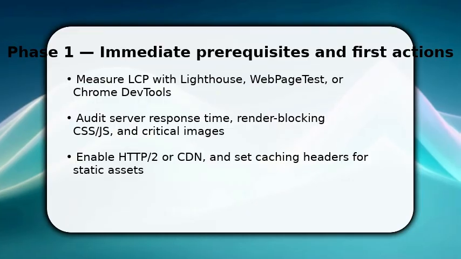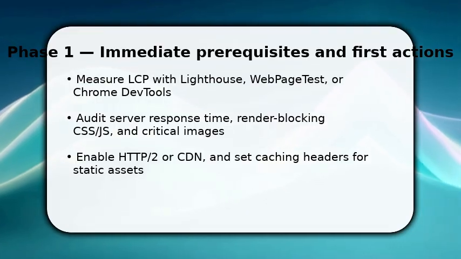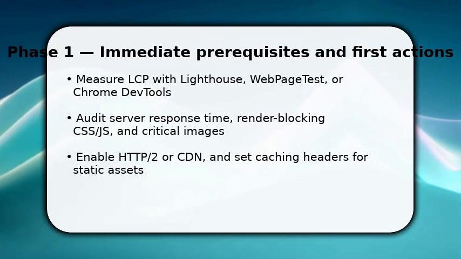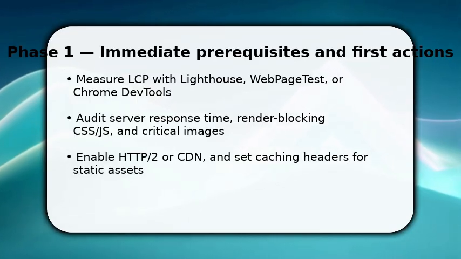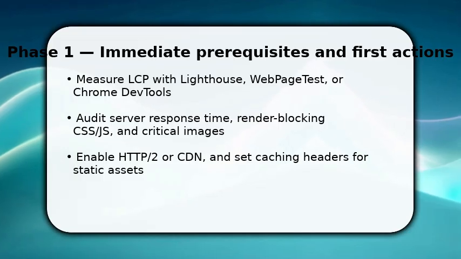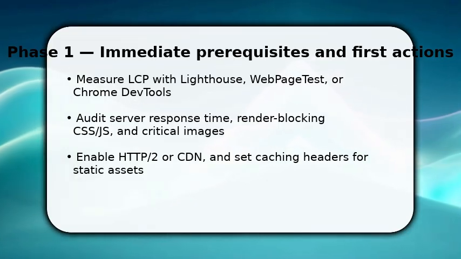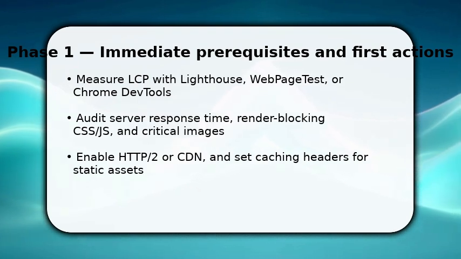Now, make sure to enable HTTP/2 or a CDN and set caching headers for static assets. These reduce TTFB and resource fetch time. Also, defer non-critical scripts. This immediately shifts bandwidth to the element that defines LCP.